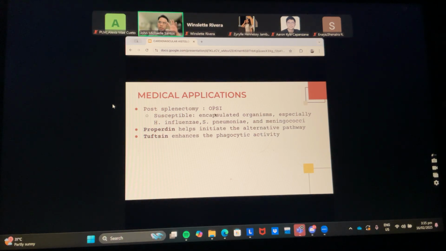Di ba? Kung naalala nyo doon sa discussion natin kanina doon sa membrane attack complex, 'di ba? Yung properdin, kasi it helps initiate the alternative pathway for its activation, for which it is useful in fighting encapsulated organisms. So kapag wala si spleen, wala kang properdin. Ang mangyayari, susceptible ka ngayon sa H. influenzae, Streptococcus pneumoniae, tsaka Neisseria meningitidis.